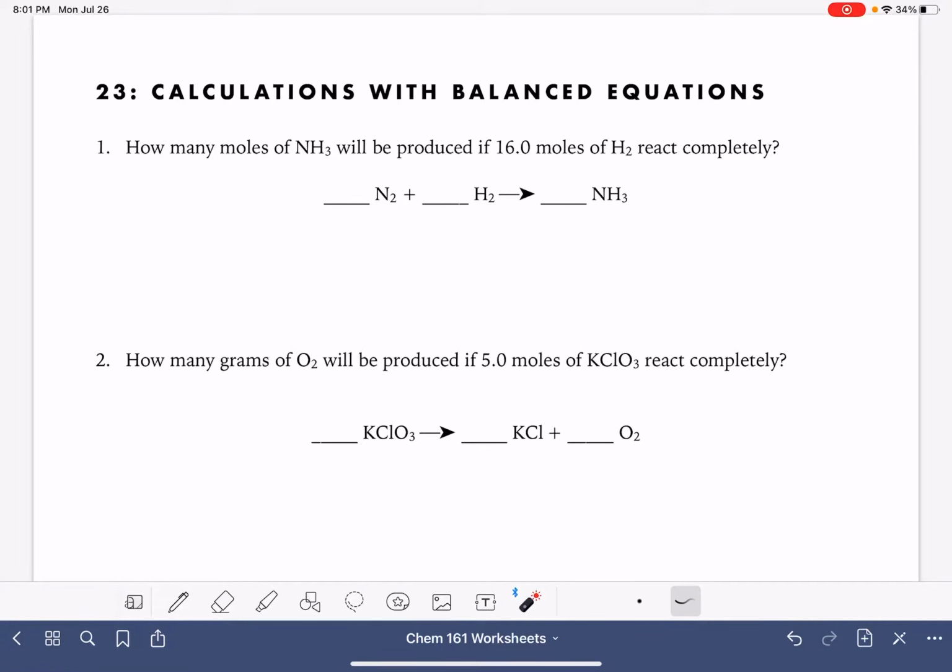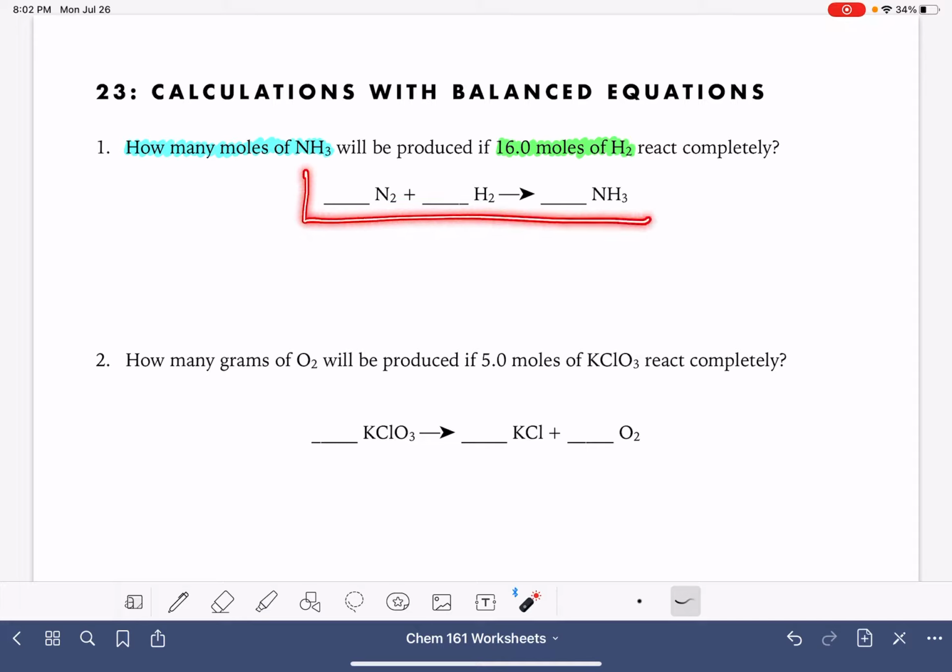All the problems on this worksheet involve a concept called stoichiometry. In a stoichiometry problem, we are given an amount, a quantity of one particular molecule, and we are asked to convert into a different molecule. So for this problem, we're being given the quantity 16 moles of H2, and we're being asked to use that information to convert into moles of NH3.